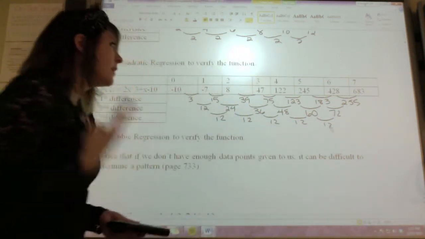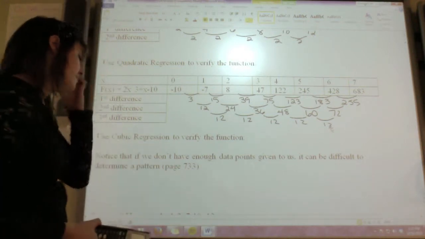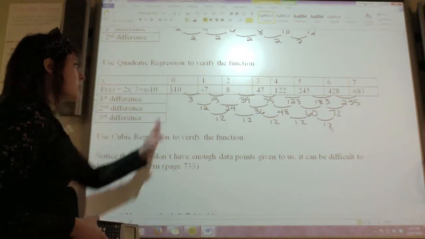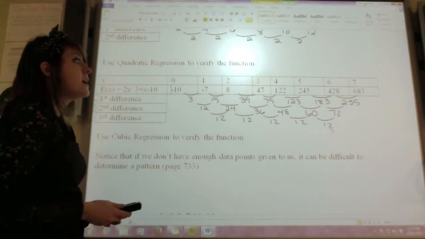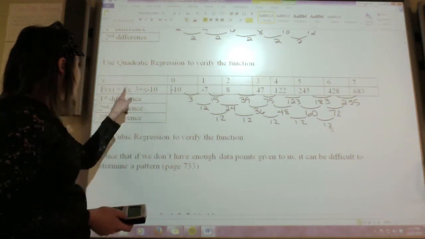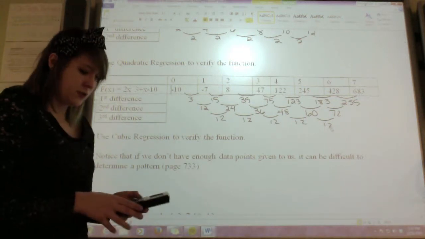Alright, so I found a third degree difference. That means that this is going to be a cubic regression. So in order to verify what the function is, I'm going to go back to my Stat, Edit, type all these in, and this time I'm going to use a cubic regression. And hopefully when you do that, you come up with 2x cubed plus x minus 10 and verify that this function is done accurately.